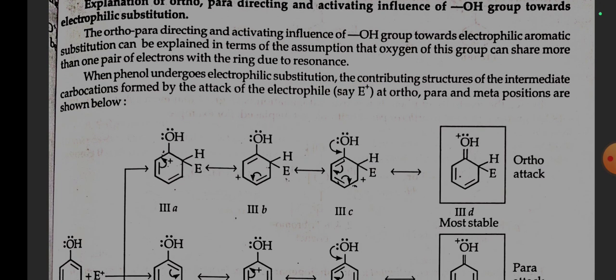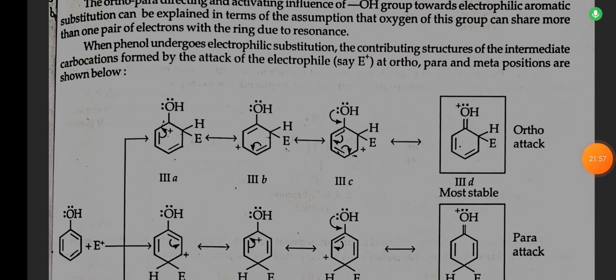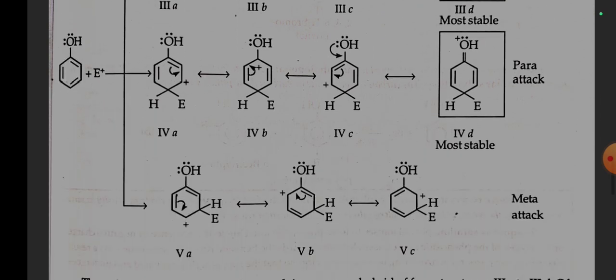The ortho-para directing and activating influence of the OH group towards electrophilic aromatic substitution can be explained in terms of the assumption that the oxygen of this group can share more than one pair of electrons with the ring due to resonance. When phenols undergo electrophilic substitution, the contributing structures of the intermediate carbocation formed by the attack of the electrophile at ortho, para, and meta positions are shown below.